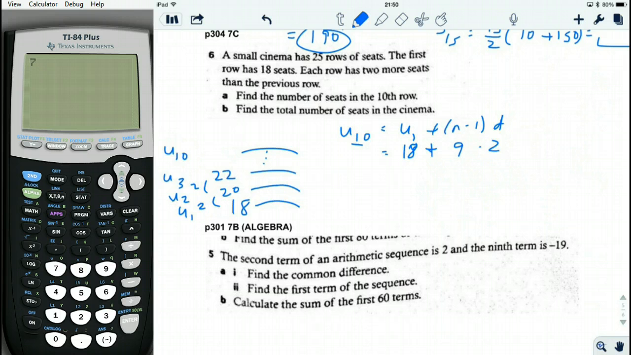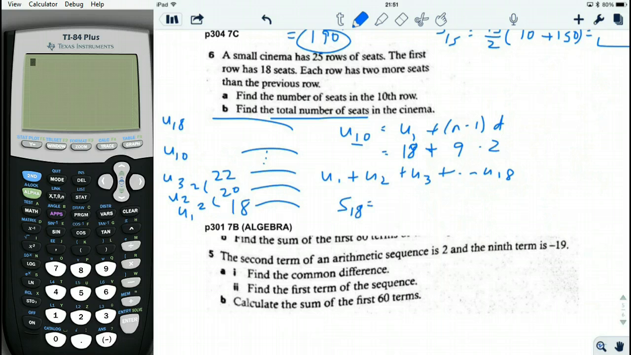Find the total number of seats in the cinema. And be careful, the cinema doesn't have 10 rows, it has 18 rows. Okay, and it wants the total number of seats, so it doesn't want the number of seats in the 18th row. It wants to know the number of seats in U1 plus U2 plus U3 plus all the way to U18. The easiest way to do that is you take the formula for S18, and I think it's easier just to find the number of seats in the 18th row first. So let's find that first.